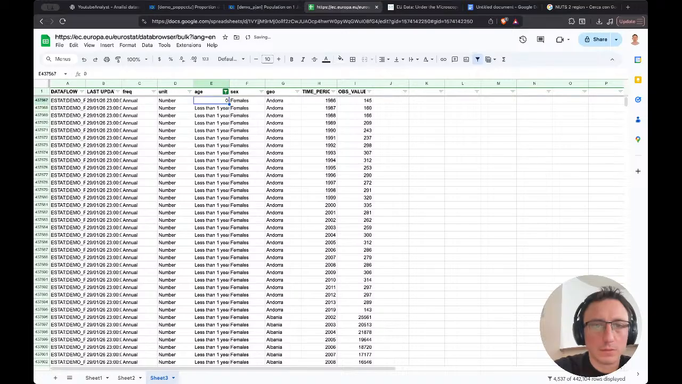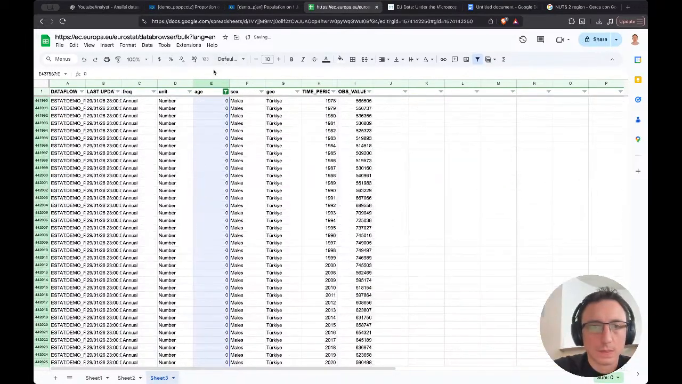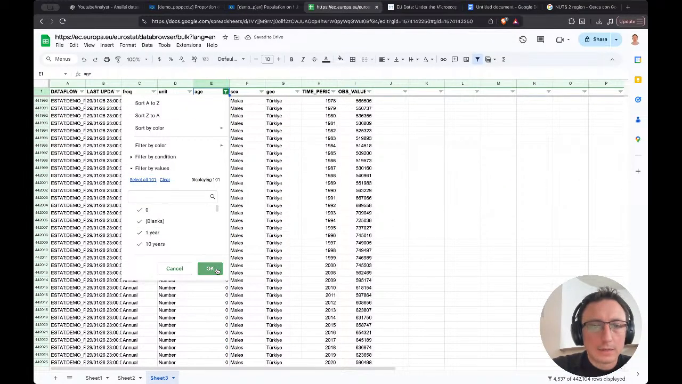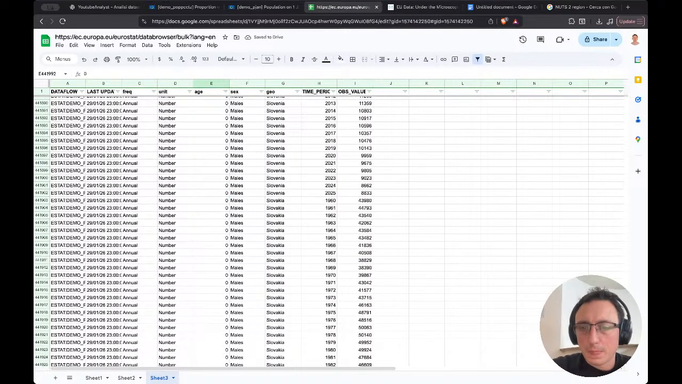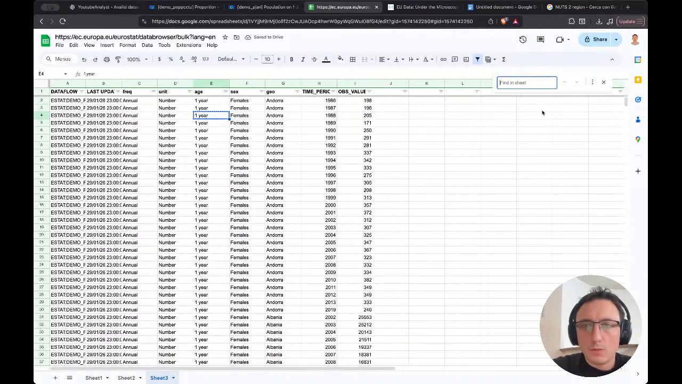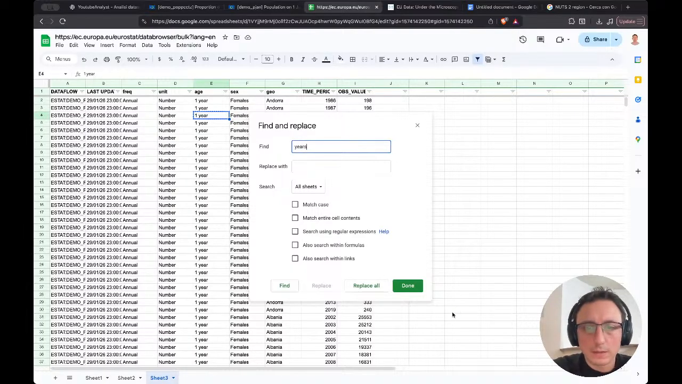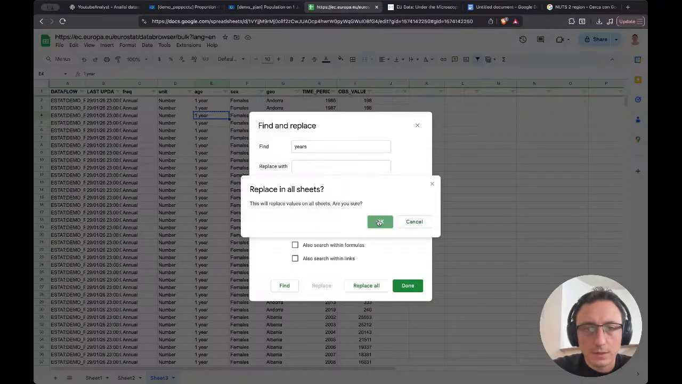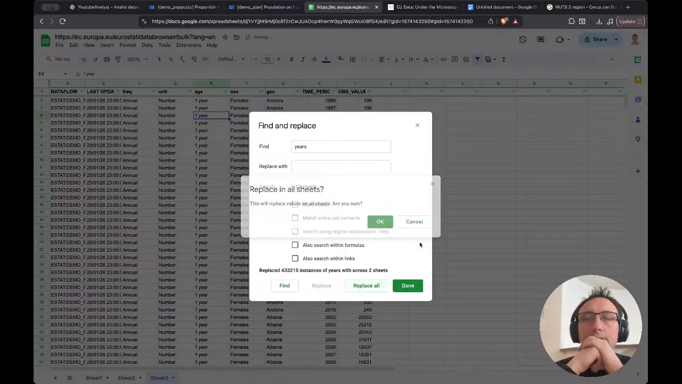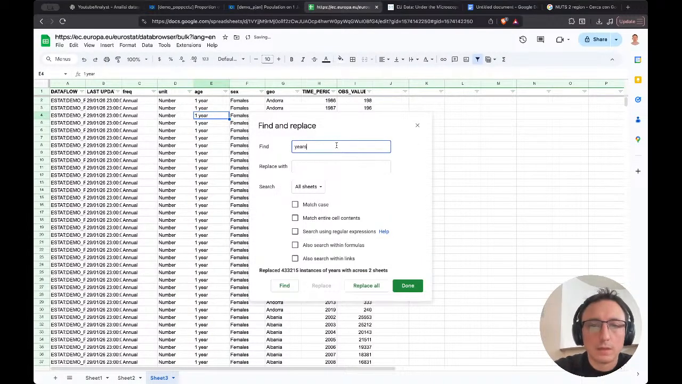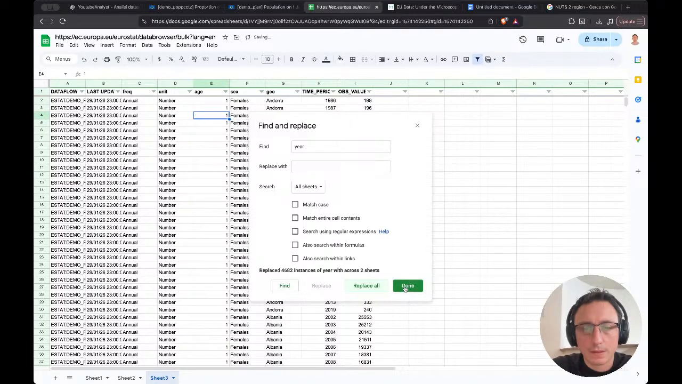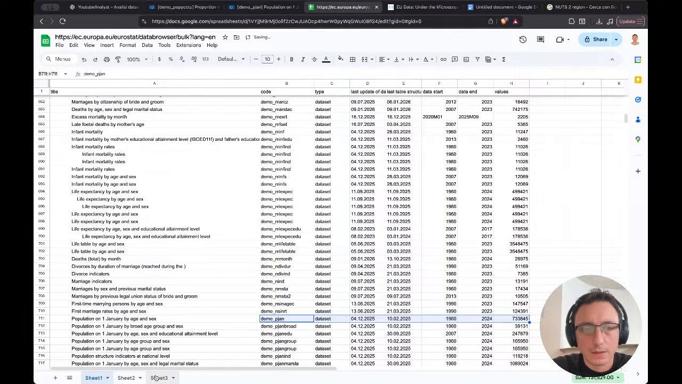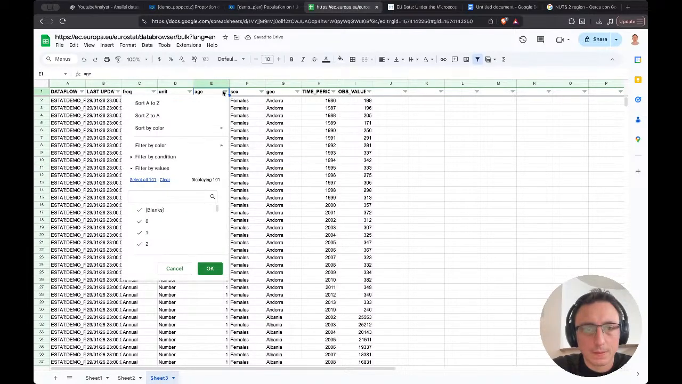So this one becomes 0. Anything else? I want 2 years, replace all, yes. It will take some time because I want the age to be numerical. It will allow us a better visualization. Same with here. Nice.